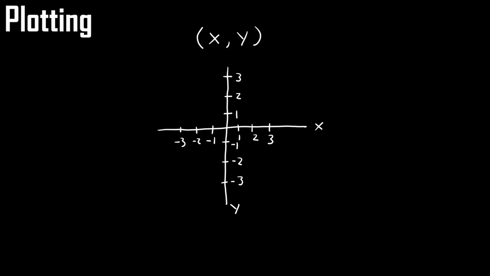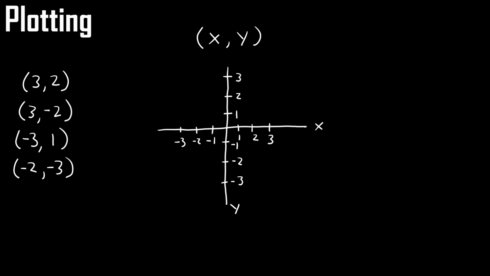So let's plot these points. 3, 2, 3, comma, -2, -3, 1, and -2, comma, -3. So for our first point, we are going to go right 3, then we're going to go up 2. So that is right here. So this point has been plotted.